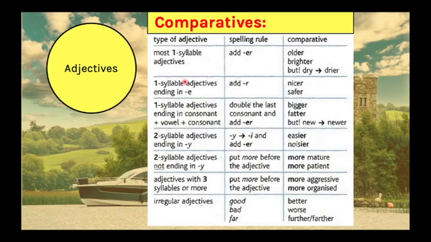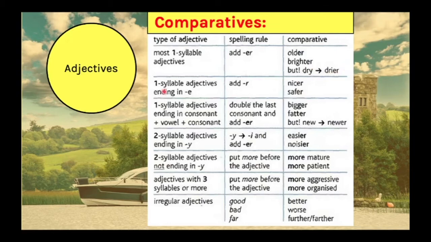For example, old is an adjective that has one syllable, so the comparative is older. Bright is an adjective that has one syllable, so the comparative is brighter. But dry finishes in Y, and the comparative is drier. We replace the Y for -er.